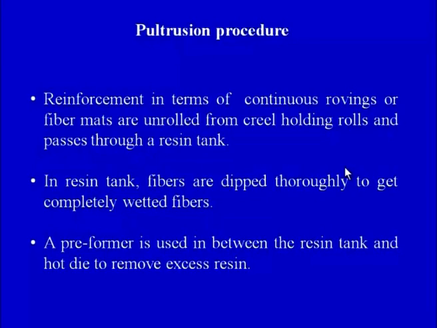So similar types of rovings are there, on which different types of creels are there on which we have the fibers. So these fibers will be coming, and now these fibers can be wet in the resin tank. So first important point to note, on your screen you can read: the reinforcements in terms of continuous rovings or fiber mats are unrolled from the creel, holding the rolls, and pass through the resin tank.